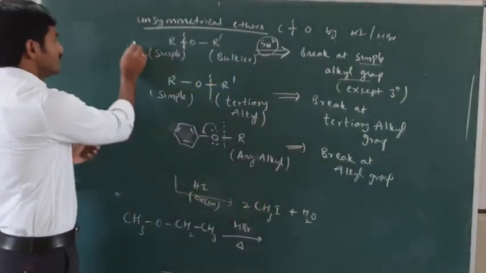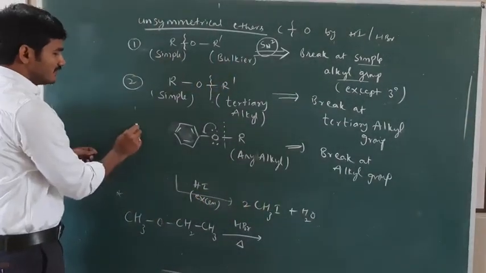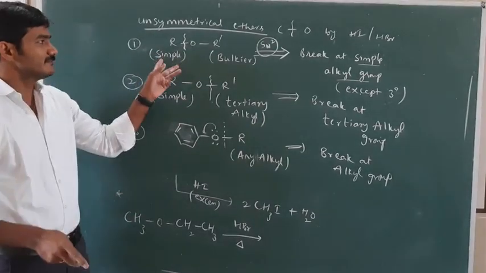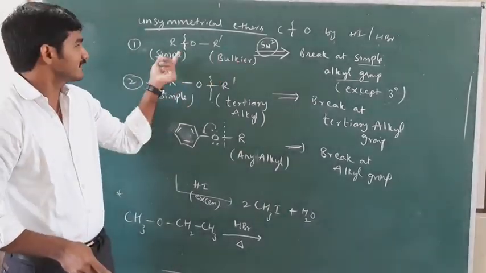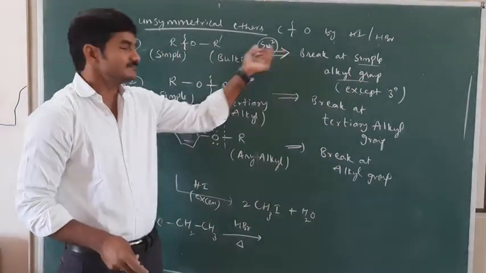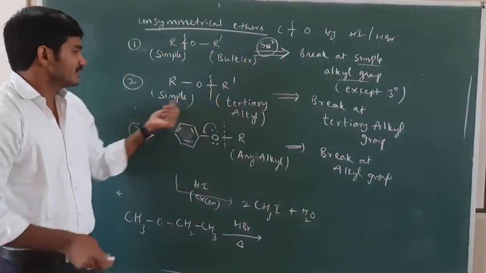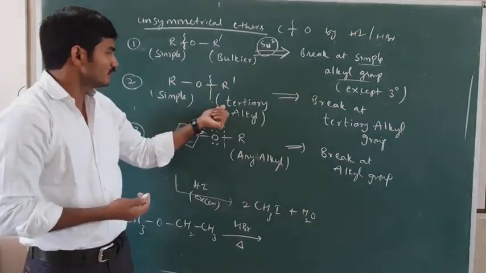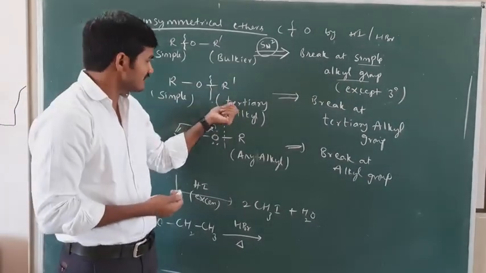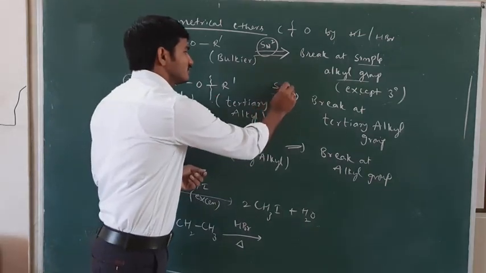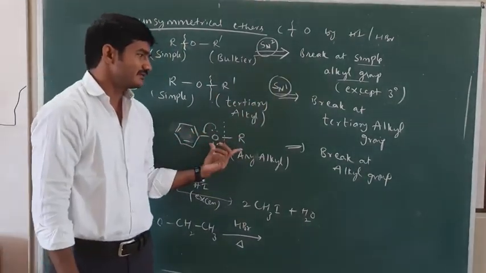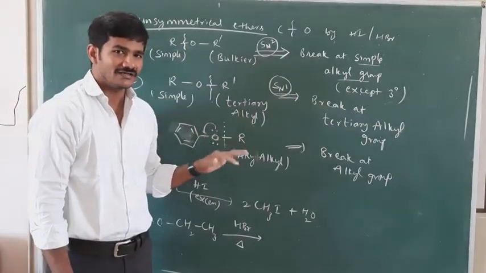Okay, so these 3 points remember to break the C-O bond in unsymmetrical ethers. First point: if simple and bulkier groups are present, break at simple, they follow the SN2 mechanism. If tertiary groups are there, they may be with a simple or some other bulkier group, but tertiary groups always break at tertiary because they follow the SN1 mechanism. If aromatic rings and alkyl groups are there, you always break at simple alkyl groups.